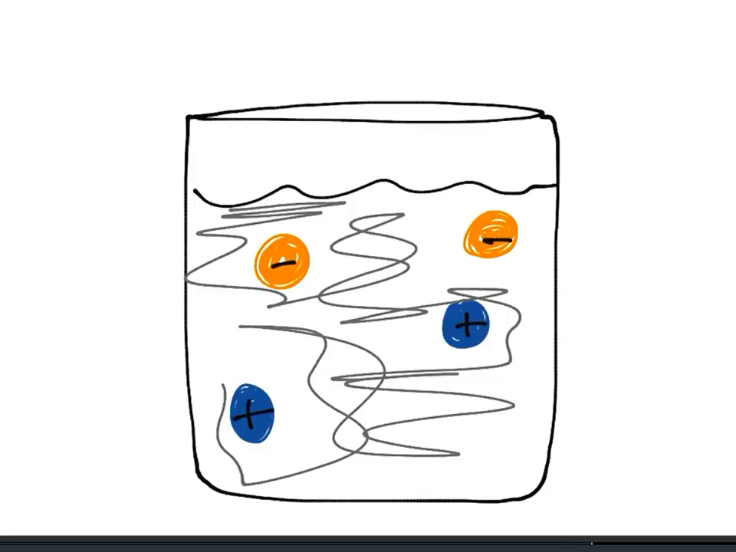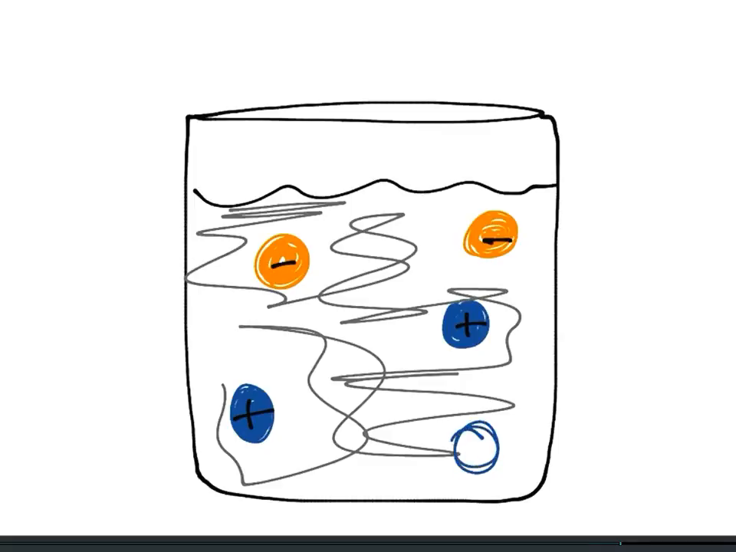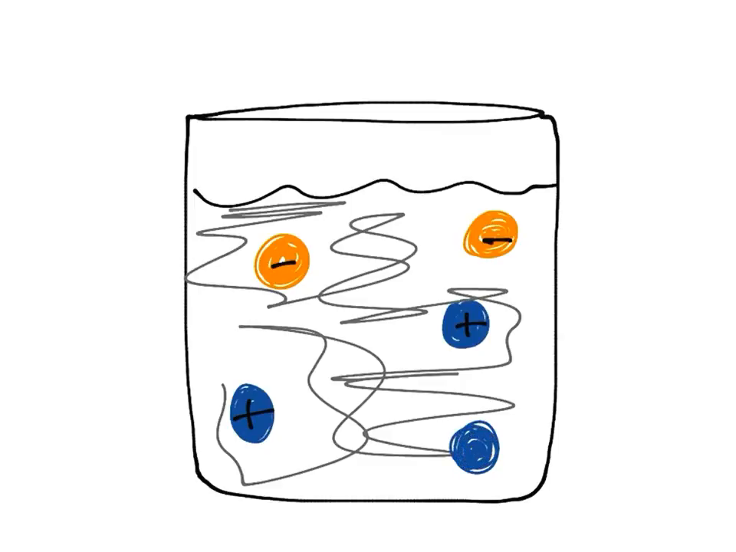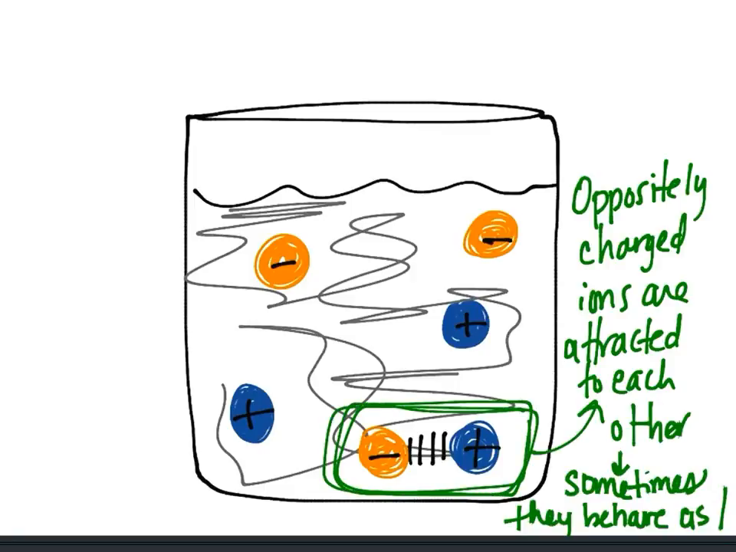The particles are all separated from each other. However, cations and anions are very attracted to each other. And so if we have them in a sufficiently concentrated solution, and you can see those little dashed lines are like intermolecular forces, right? If they're attracted to each other, then they may be attracted to each other even in solution.